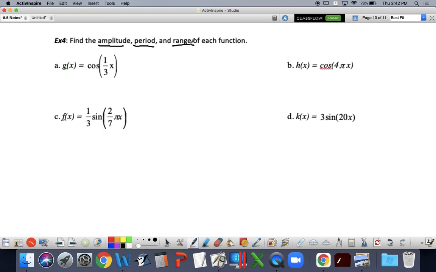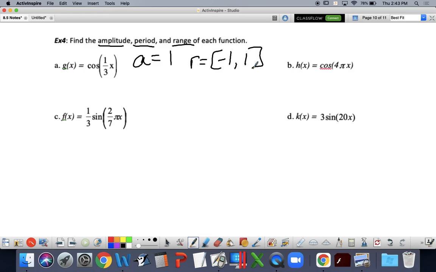So let's look at letter A. The amplitude value is the number in front of cosine or sine. So what number is in front here? 1. So my amplitude is just 1. Which means that my range value, since I'm not adding or subtracting anything here at the end, is just -1 to +1. Questions on where we got those?